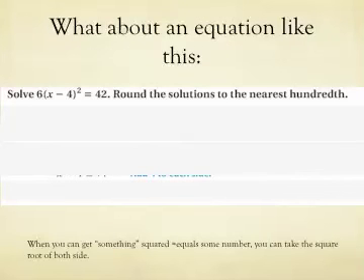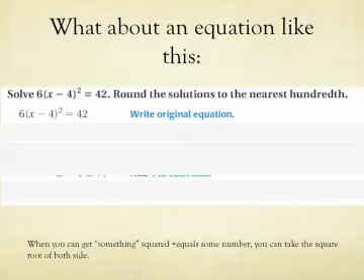The equation says solve 6 times the quantity x minus 4 squared equals 42. Well, in this case, the first thing that I'm going to do is I'm going to write the original equation and then divide both sides by 6. When I do that, I notice that I have something squared. In this case, the something that's being squared is x minus 4, equals a number. Something squared equals a number. X minus 4 squared equals 7.